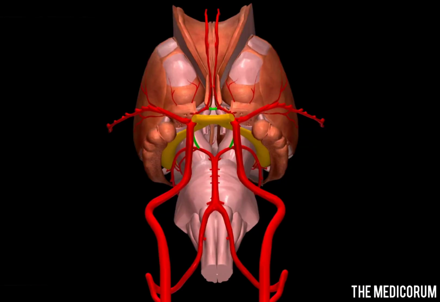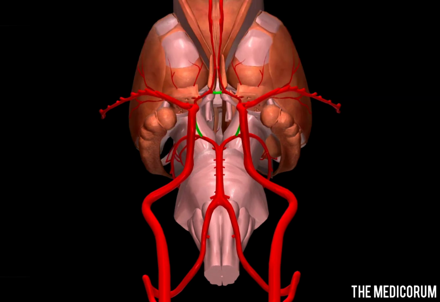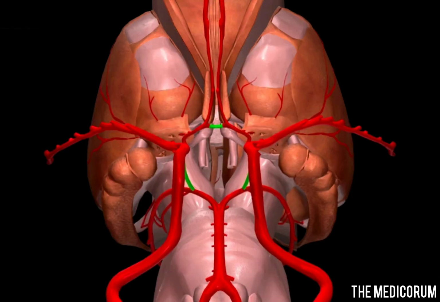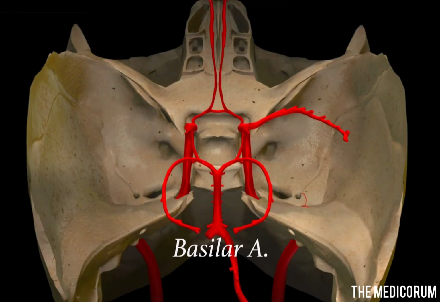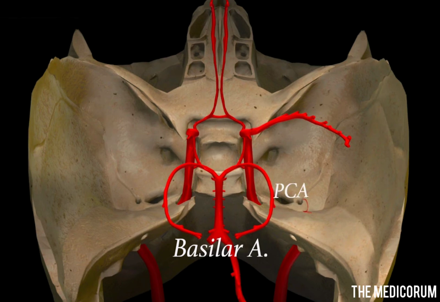As you can see, the circle of Willis is crossed by optic tract, and when we remove the optic tract, we can clearly see the whole polygon of the circle of Willis. Revising the circle of Willis again, the basilar artery will give posterior cerebral artery, which will form the posterior side of the circle of Willis.